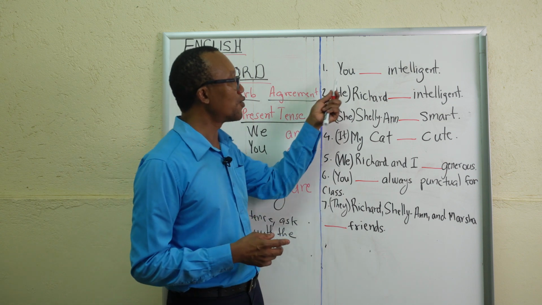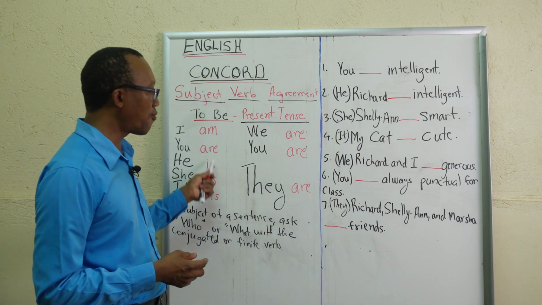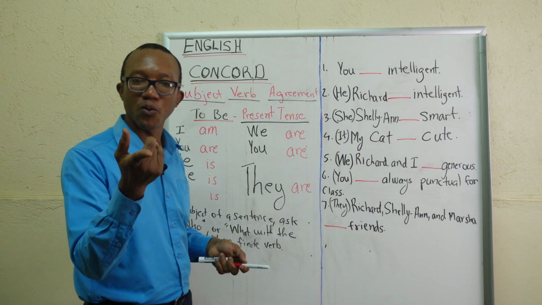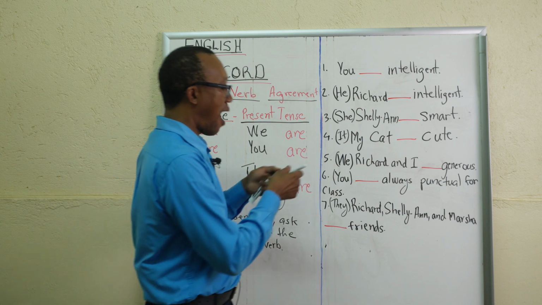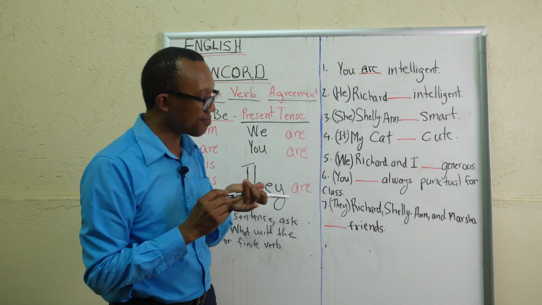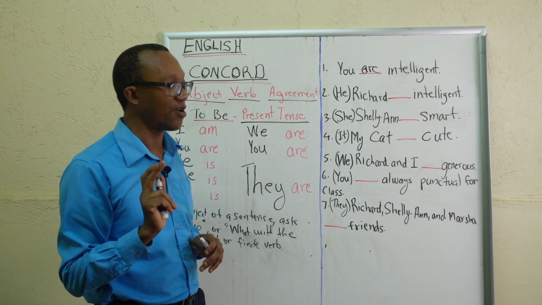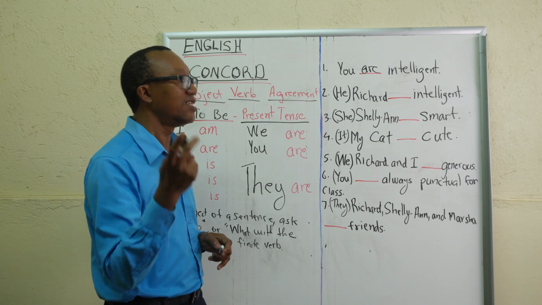So number one, you dash intelligent. Now which one of the appropriate verb forms would go with you? Absolutely, you're right. Are. So you are intelligent. And we are referring to the singular form. You, one individual. You are intelligent.